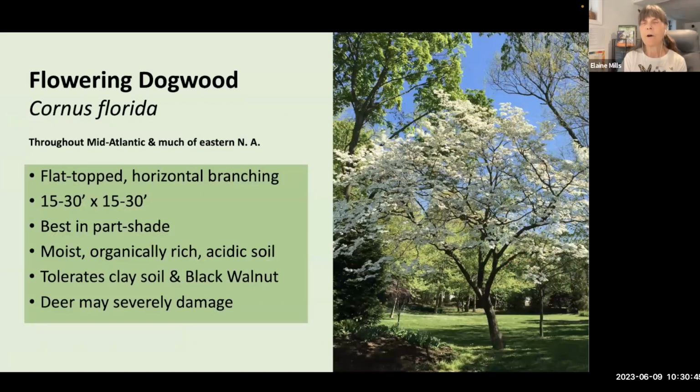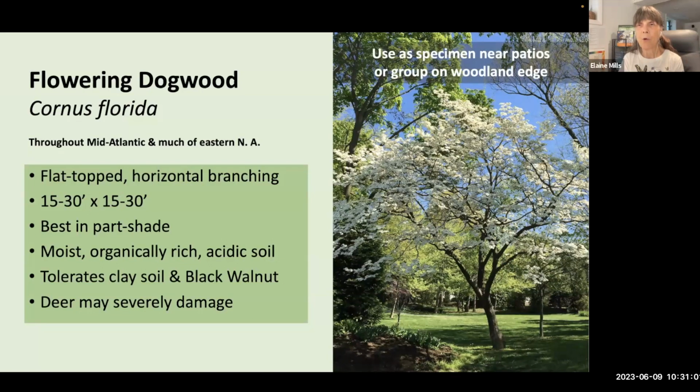Flowering dogwood, our state tree of Virginia, Cornus florida, is another flat-top tree noted for its horizontal branching, and it will range in height from 15 to 30 feet. It's very attractive, used as a specimen near patios or grouped on a woodland edge.